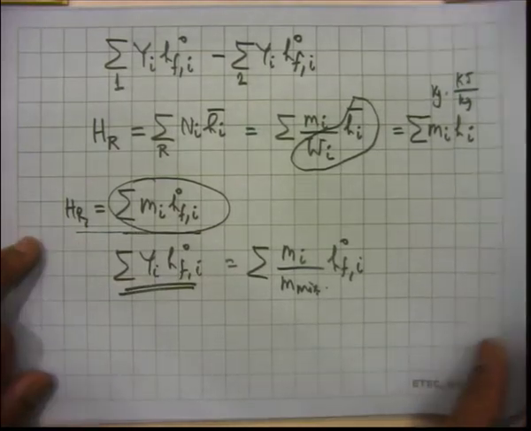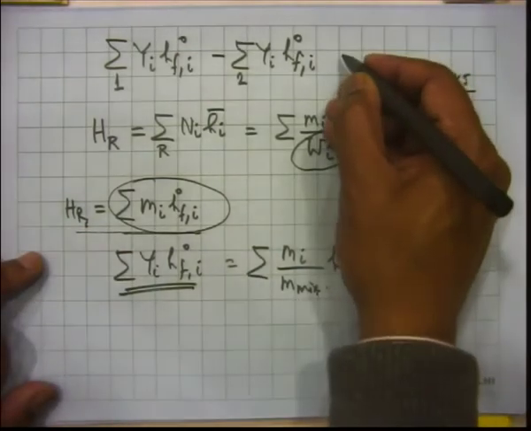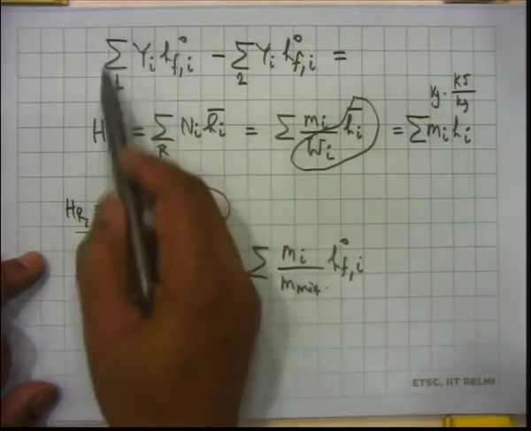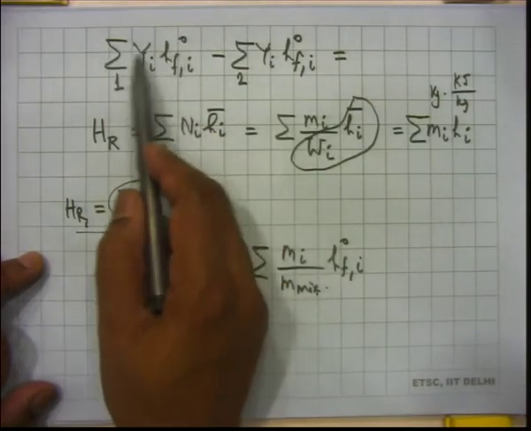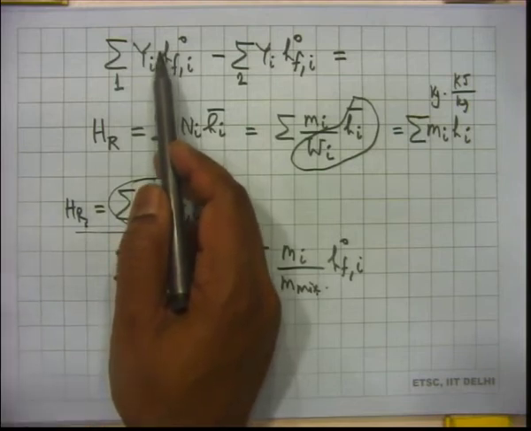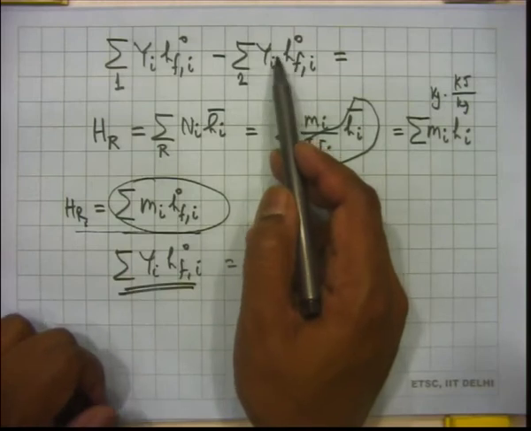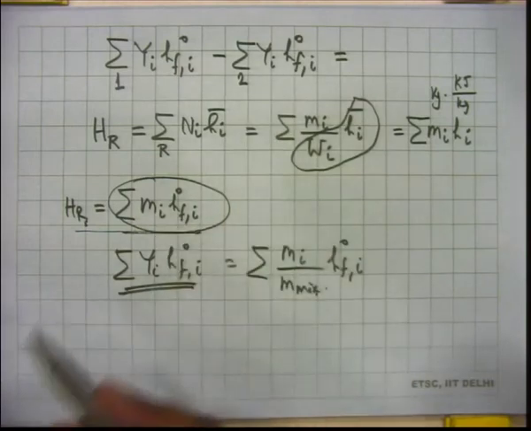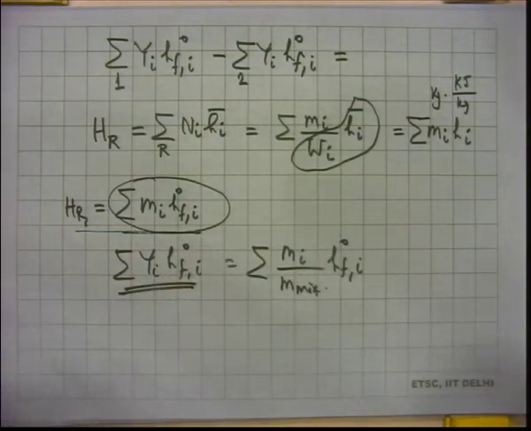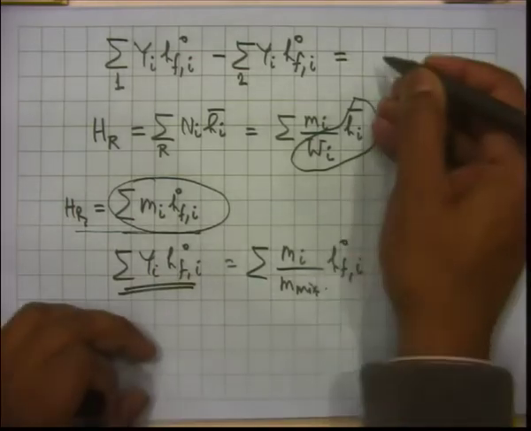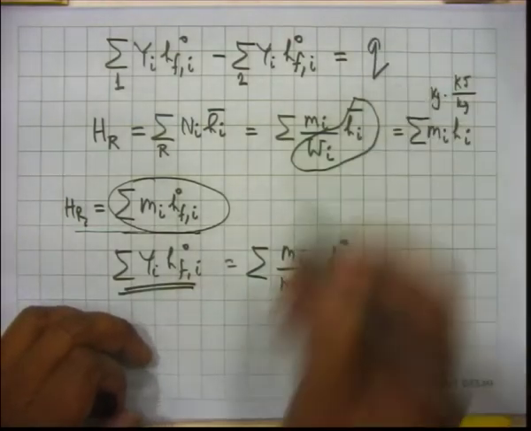If you think about it in this way, you will understand that this is HR, the enthalpy of the reactants under standard conditions per unit mass of the mixture, minus... what should the second term be? It should be the enthalpy of the products at 1 atmosphere, 298 Kelvin per unit mass of the mixture. We will call this Q.